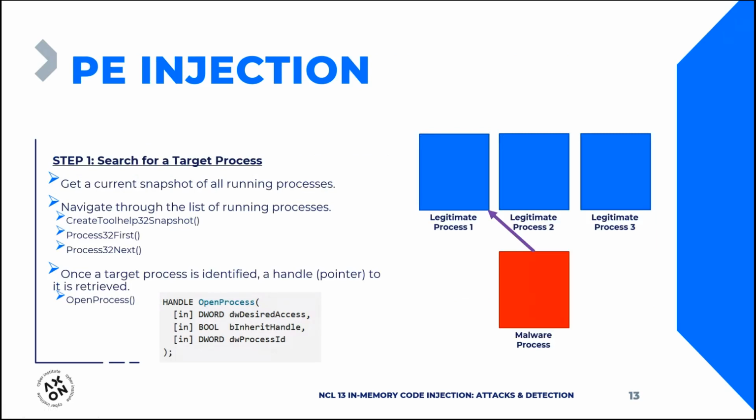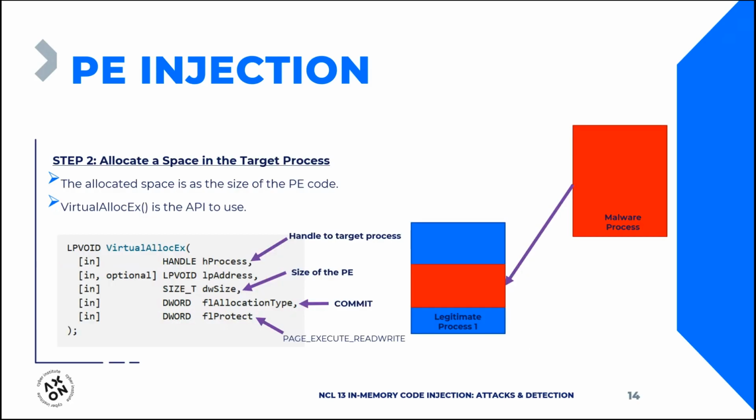Again, if we want to look step by step at how PE injection works, step one is exactly like the classic DLL injection. You need to search for a target process, and you use the OpenProcess API to get a handle to that legitimate process. Then, once you have a handle, you allocate space in the target process, again exactly like the previous technique, using the VirtualAlloc API function. With VirtualAlloc, you can allocate a new memory segment inside that process.